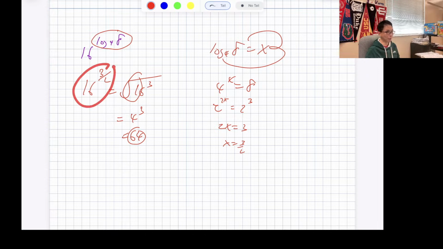So now you get to this part, 16 to the 3 over 2. That means it's the square root of 16 to the third power. I do the root first, which is 4. 4 to the third power is 64. Any other questions?